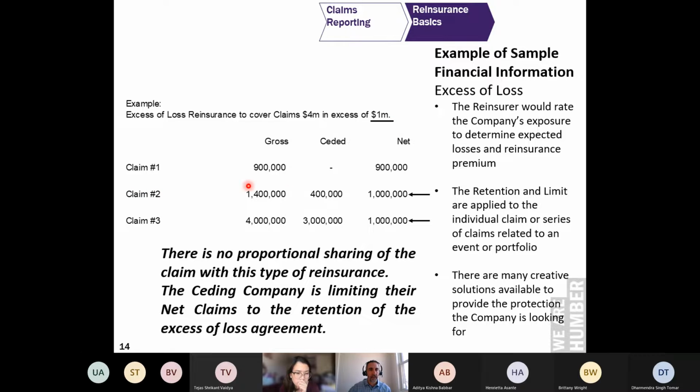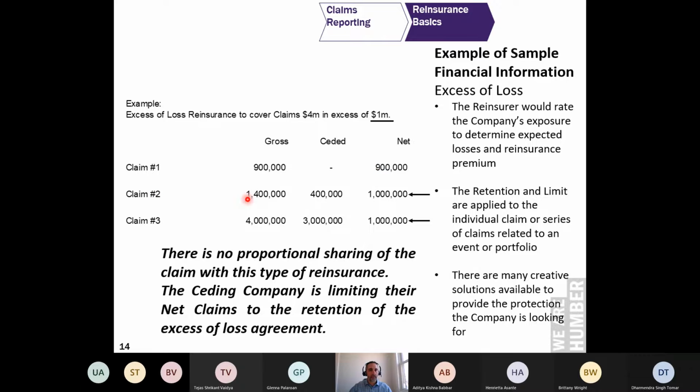So in claim number 1, the insurance company has got a claim of 900,000. There's no ceded claim because 900,000 is within the threshold of the company's 1 million net. So the gross amount that's ceded, here's the net for the insurance company.